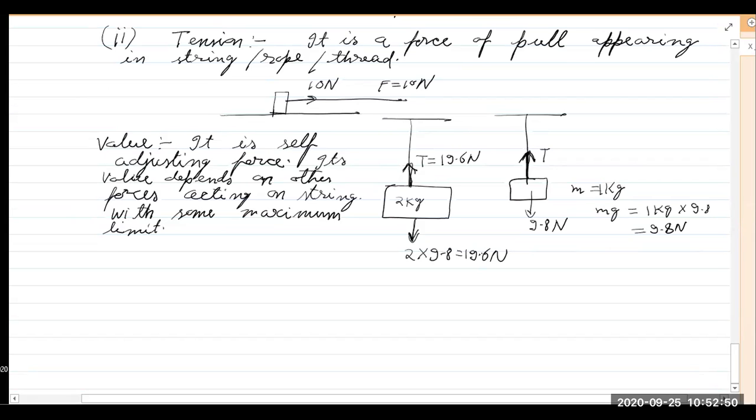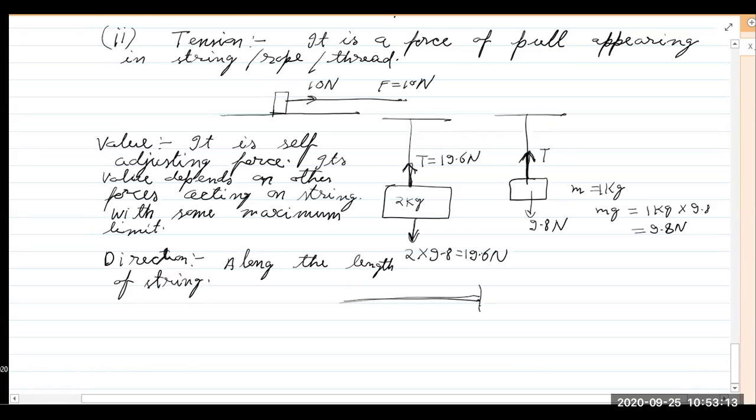Next thing we will write is the direction of tension. The direction is along the length of the string. So what does along the length mean? If this is the length, and you pull this object, the length is like this. So the force will always be along the length. But one more thing we should keep in mind: along the length you can have either a push force or a pull force. But in case of a string, it is always pulling.